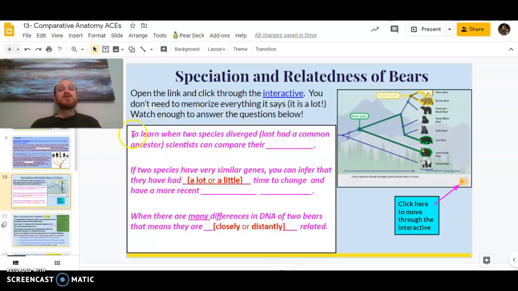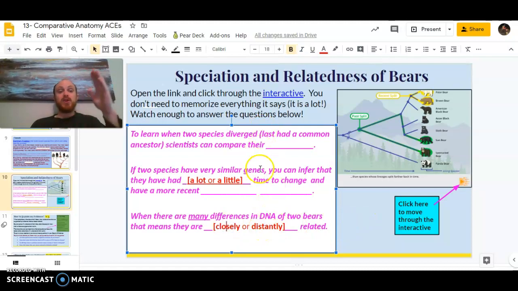But I want you to get enough out of this to be able to answer these questions here. So this says, to learn when two species diverged, when they last had a common ancestor, scientists can compare their what? Once you figure that out, come back and fill this in. If two species have very similar genes, you can infer that they had a lot or a little time to change and have a more recent what? When there are many differences in DNA of two bears, that means that they are closely or distantly related.